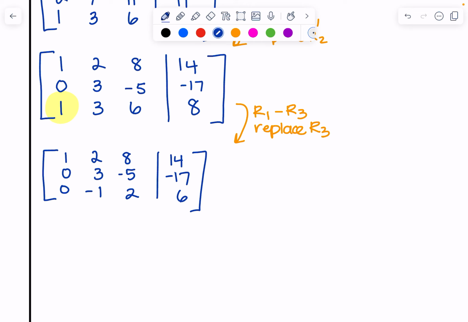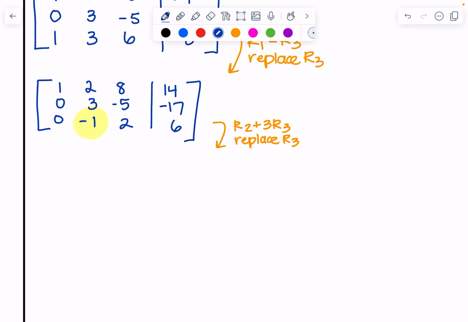Okay, the next thing I want to try to do is to get a 0 where this negative 1 is. And I'm going to utilize row 2 to do that. And the reason why I wouldn't use row 1 is because row 2 has this 0 here, so that kind of helps keep things the same. Okay, so from this step to the next step, I'm going to do row 2 plus 3 times row 3, and then I'm going to replace row 3. So what that's going to look like, I'm keeping my first 2 rows the same again.